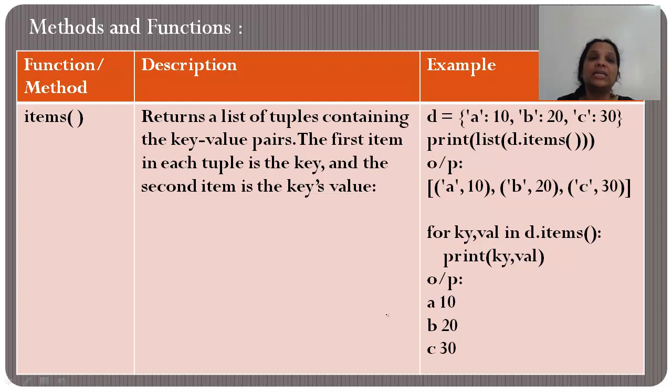So let's go to the next function. It's called the items function. Now what does this function do? This function gives you the list of items in the dictionary. Remember, the items in the dictionary are key value pairs. So basically it's giving me the list of key value pairs. But it returns it to me as something called a dict_items object.